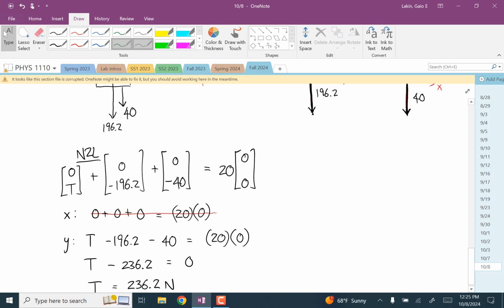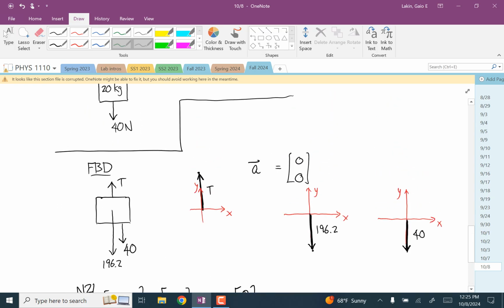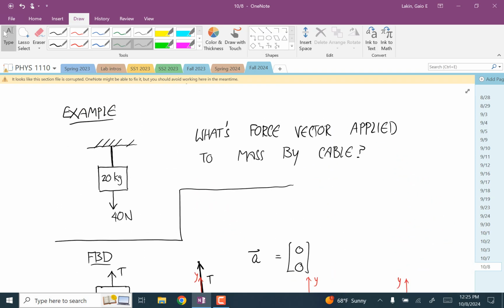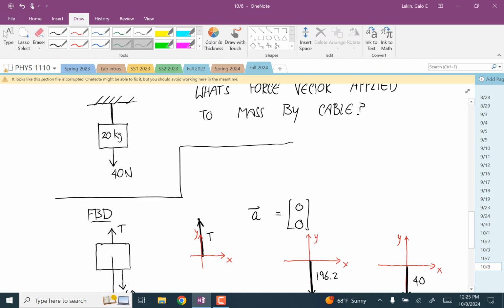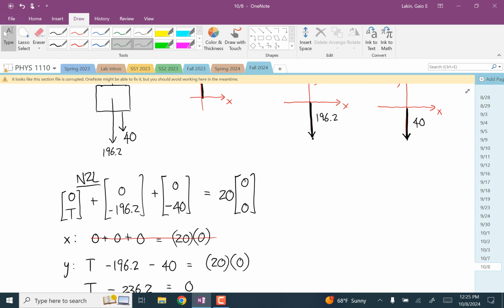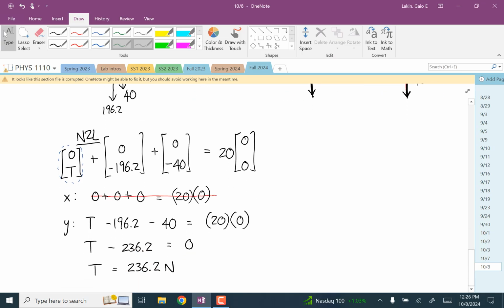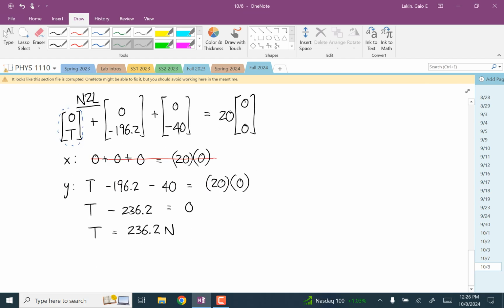Okay. Now, I didn't exactly ask for the tension in the cable. I asked for a little more than that. I asked for the force vector that's applied to this by the cable. So notice that the force vector is this thing. Okay. So now that we have that variable value, we can just plug it back into here.